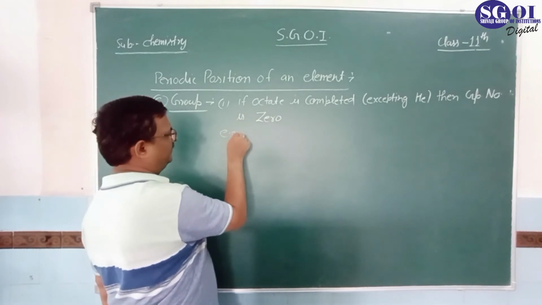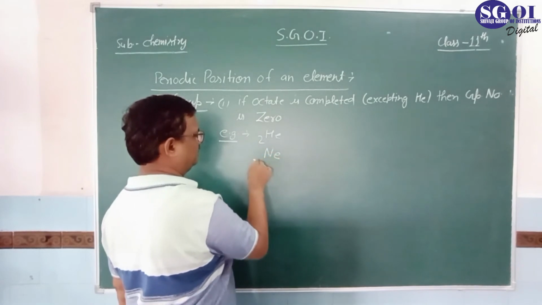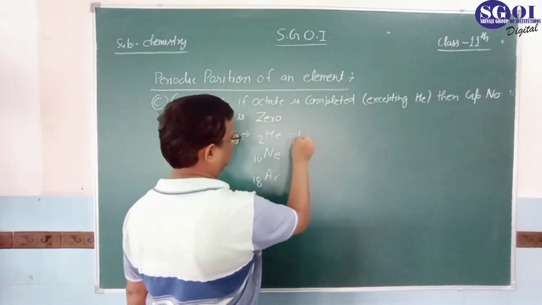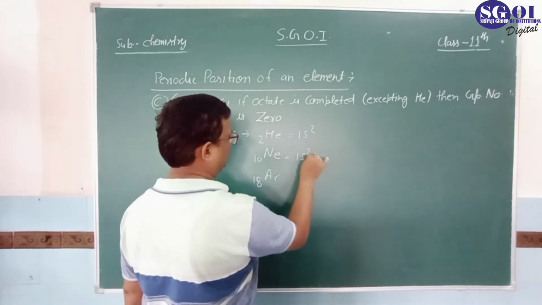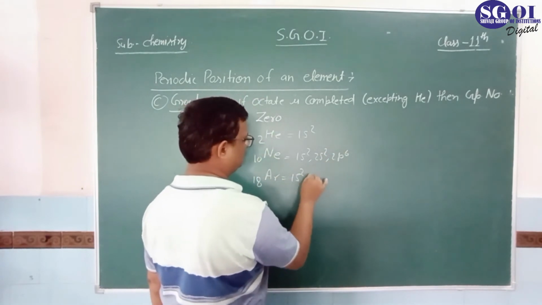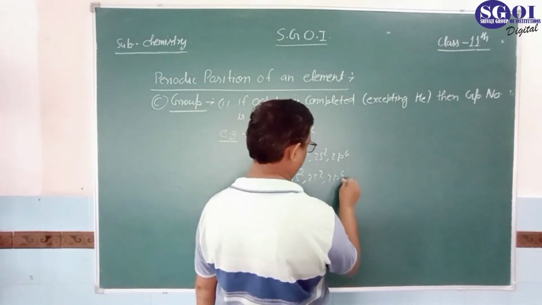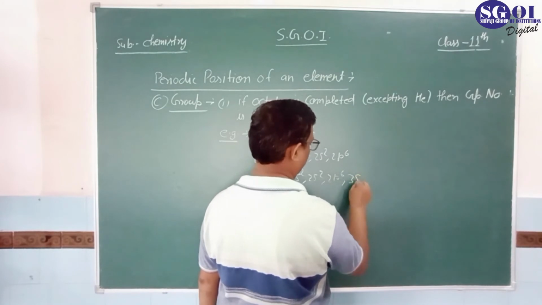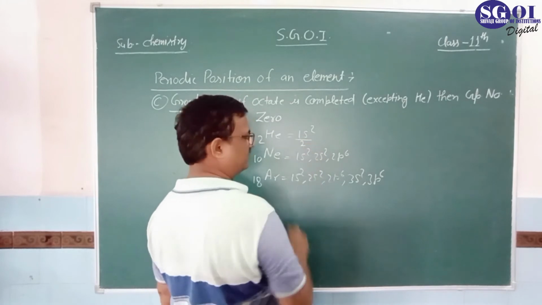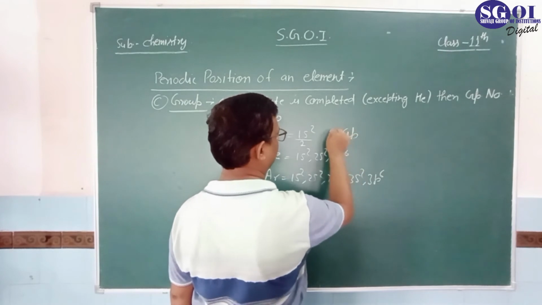Just taking some examples. Helium is 2, neon is 10, argon is 18. See here: 1s2; 1s2, 2s2, 2p6; and 1s2, 2s2, 2p6, 3s2 and 3p6. 2 electrons in the first shell, completed. Group number is 0.